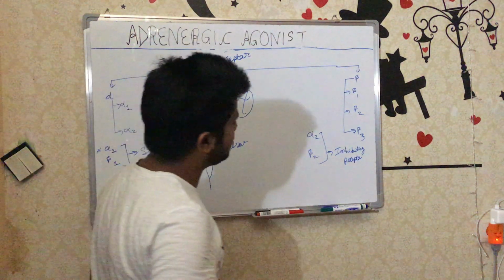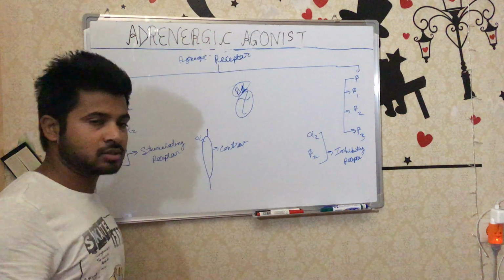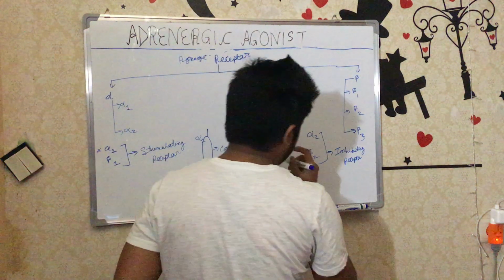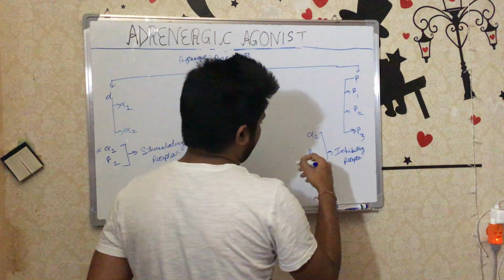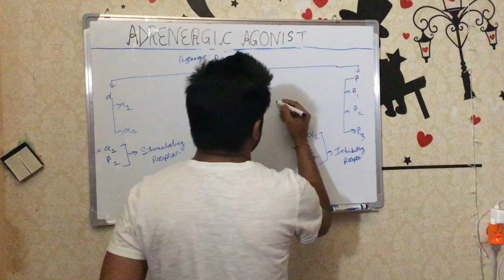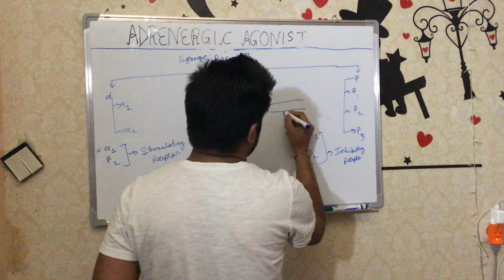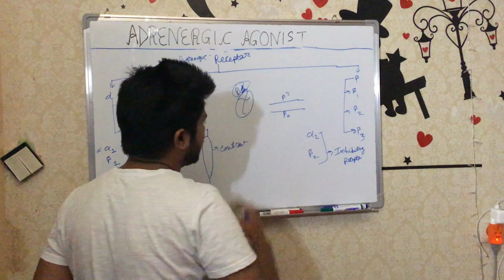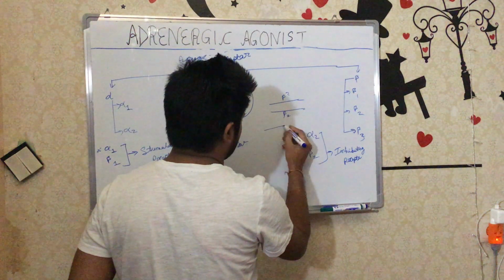The same thing here, inhibitory. When you stimulate alpha 2 or beta 2, you always see an inhibiting function. For example, beta 2. This receptor is found in a very rich amount in the bronchial muscles. So when we stimulate beta 2, the muscle is inhibited and dilated.